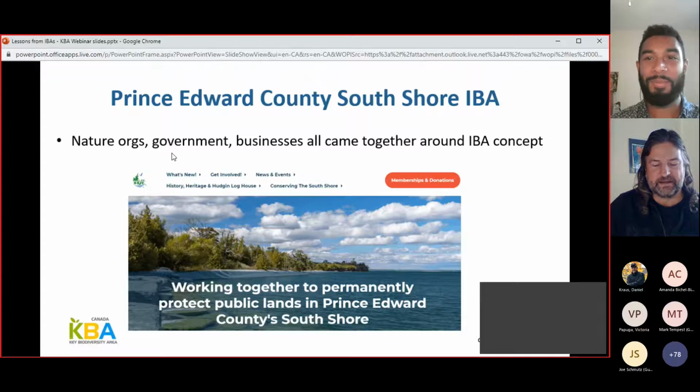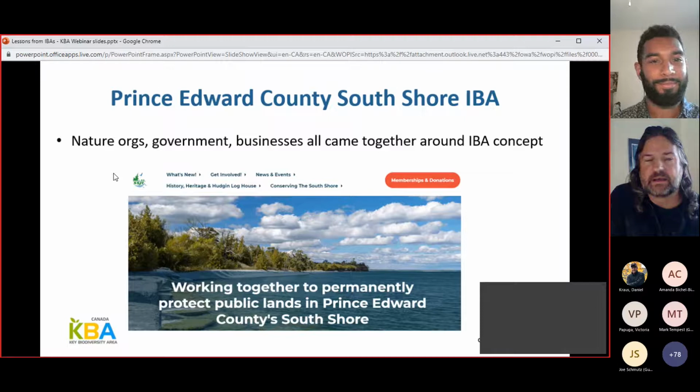And another really great example is the Prince Edward County South Shore IBA. Sometimes you have people who are so passionate and the threats are so high that they come together in a way that wasn't envisioned initially, but nevertheless, this group came together with the support of Nature Canada and Birds Canada as well, to protect, and the local groups acting there, of course, they're leading the charge on this, to protect the lands within this particular IBA.